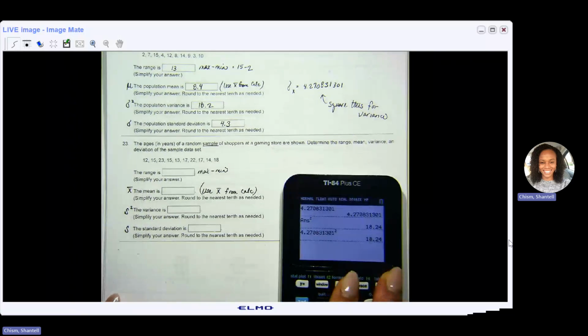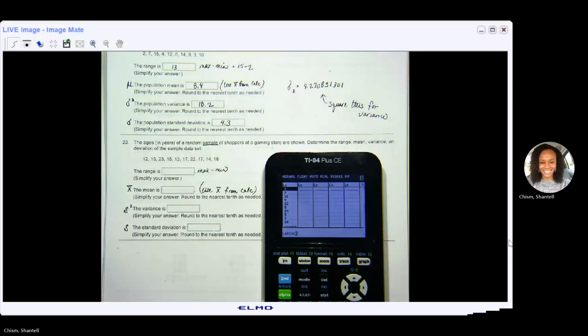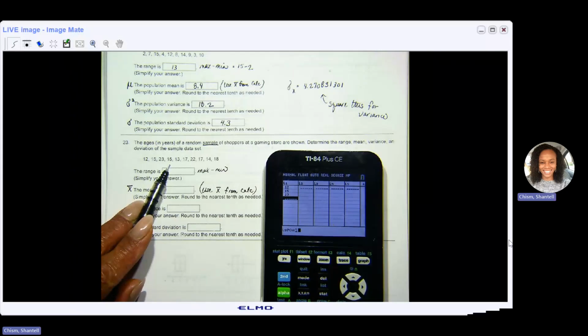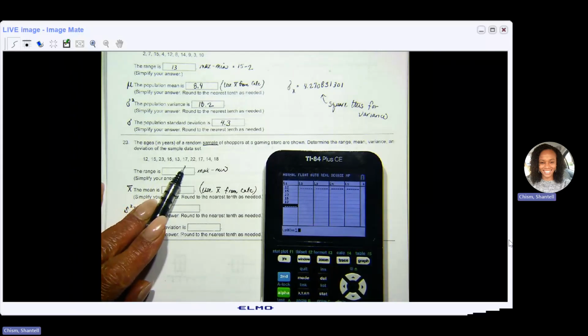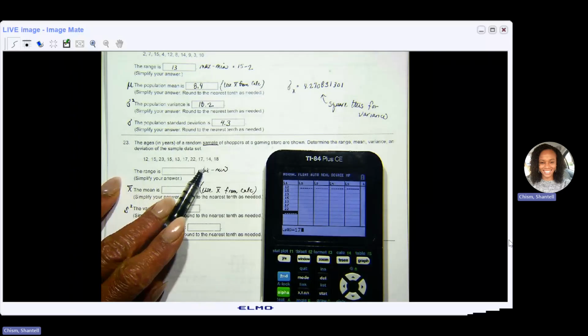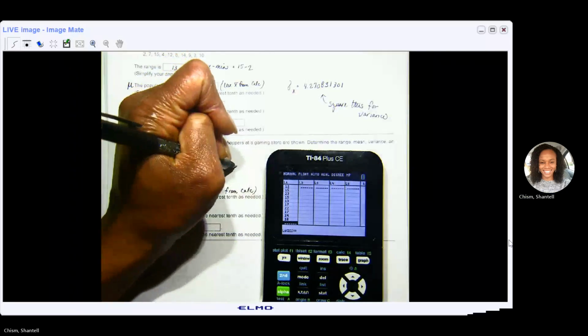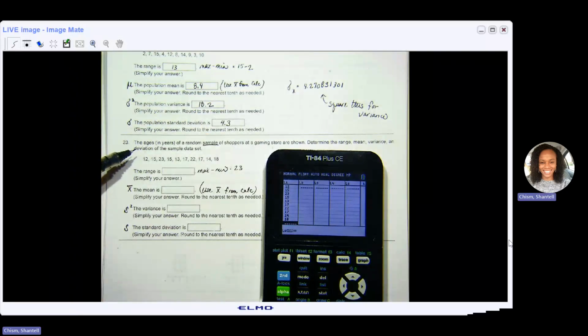So I'm going to put the values into my list. I am going to edit that list or clear it out, go up to the name, press clear, enter. So I've got 12, 15, 23, 15, 13, 17, 22, 17, 14, 18. Okay. Now the range is the max, which is 23, minus the minimum, which looks like it's 12. So 23 minus 12, that's 11.